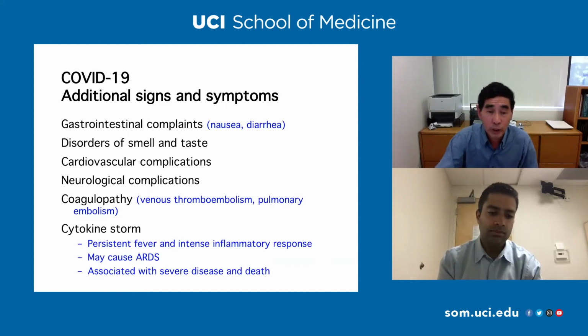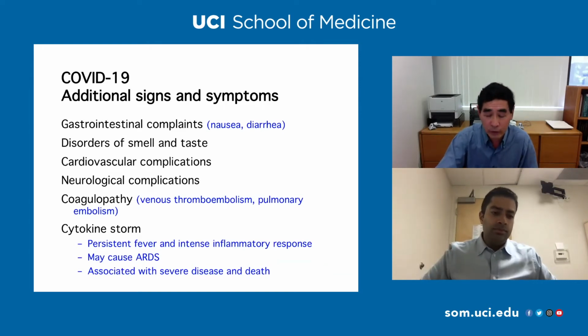There have been reports of blood clotting problems where patients can have pulmonary embolism, which is a blood clot in the lungs. And then something called cytokine storm, which is a persistent fever and intense inflammatory response. And this is associated with a worse outcome.